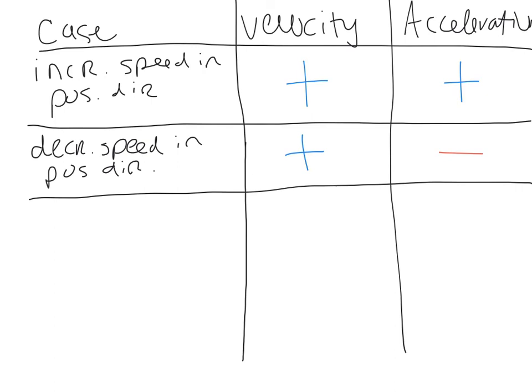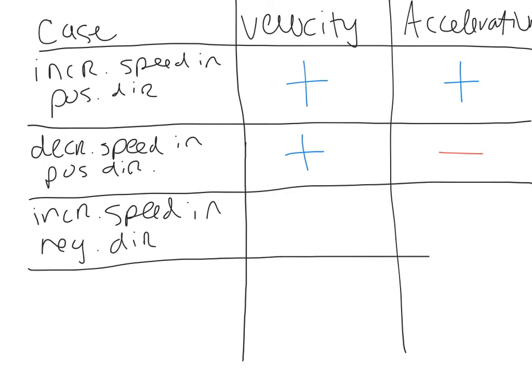So our third one is increasing speed in the negative direction. You're moving in the negative direction. That means your velocity is negative. You're getting more and more negative. So to add negative to the velocity to make it more negative, your acceleration also has to be negative. So this is a case where negative acceleration does not mean you're slowing down, it actually means you're speeding up.